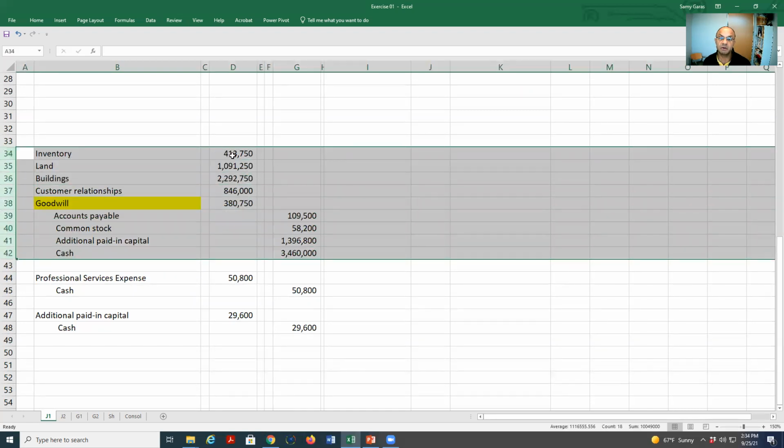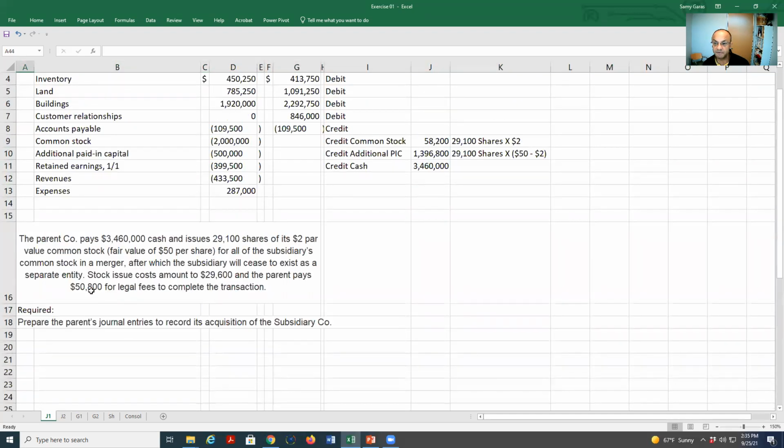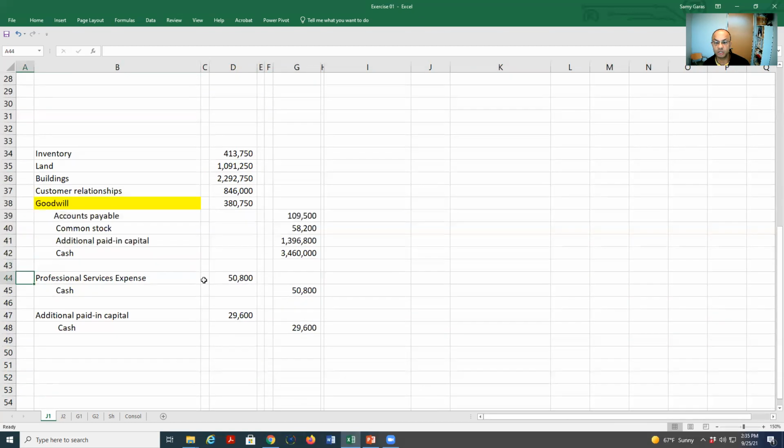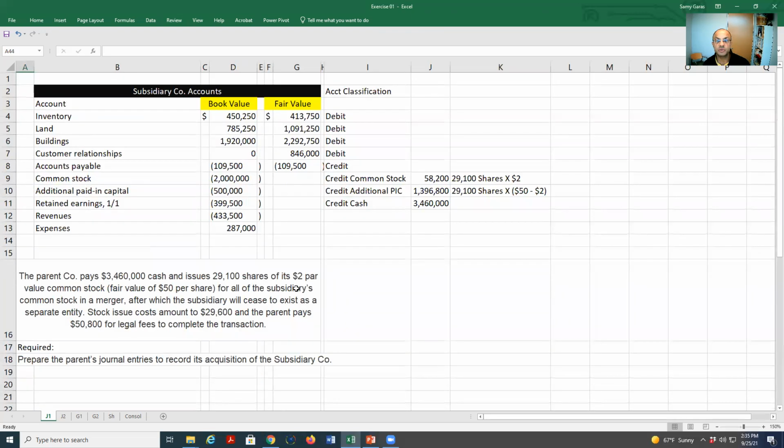And here is the way we calculate it. Here we put the fair value, and here we put the fair value plus the cost of the shares, either at par or fair market value. And then for the professional services, here, 50,800, and the cost of issuing the stock, we put them in separate journal entries. So this is in brief how to make the journal entry of the acquisition by the parent company.